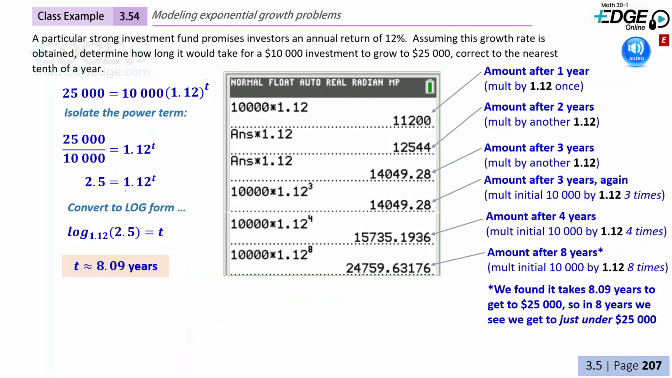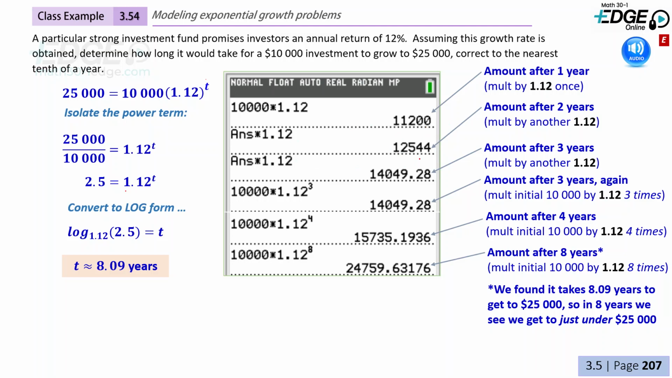All right, now just to recap how this would work year by year. After 1 year, if we had $10,000 and we increased it by 12%, that would be 10,000 times 1.12, so 11,200. And then we take that amount, the answer, and bring it down, times 1.12. And that's after 2 years.